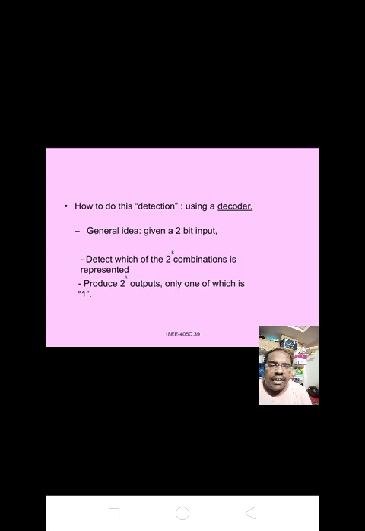General idea: given a k-bit input, detect which of the 2 power k combinations is represented. It produces 2 power k outputs, only one of which is 1.